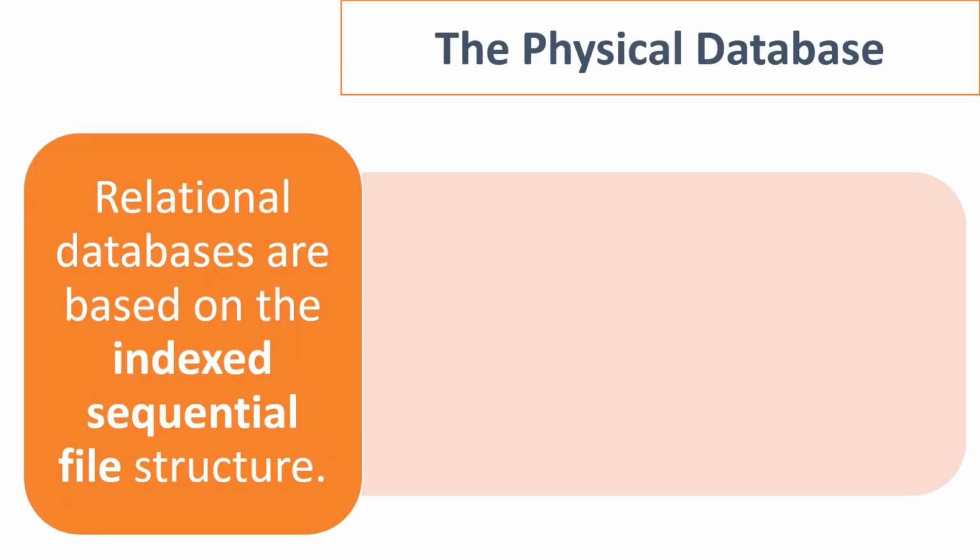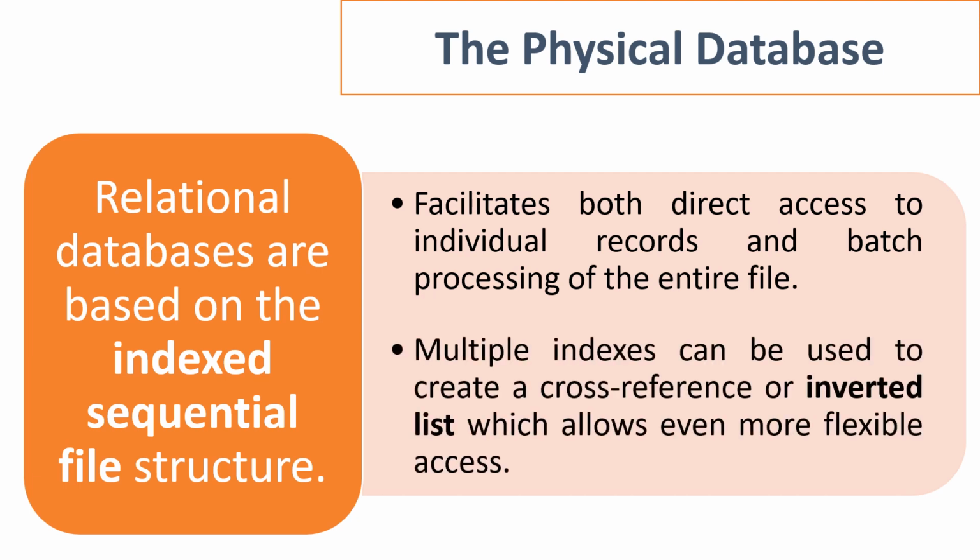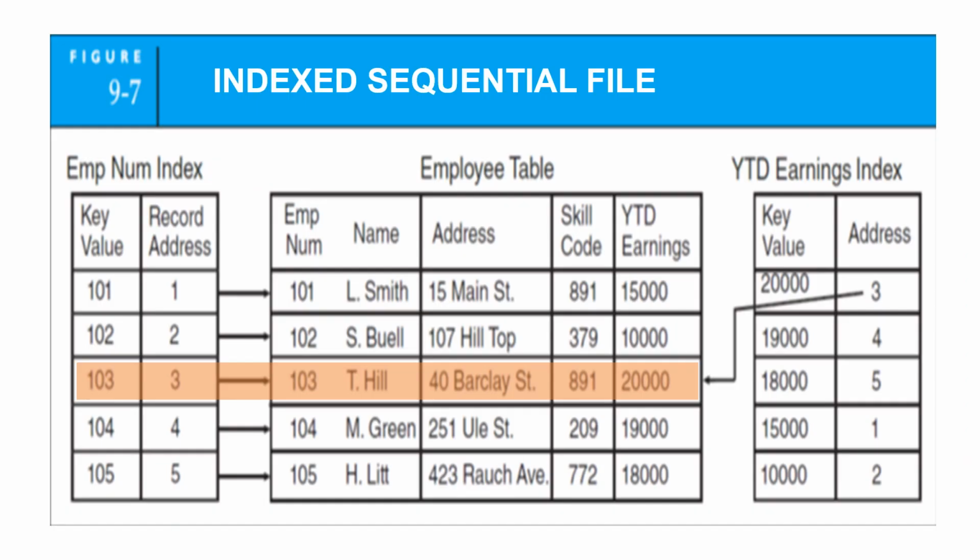The relational databases are based on the indexed sequential file structure. This indexed sequential file structure facilitates both direct access to individual records and batch processing of the entire file. Multiple indexes can be used to create a cross-reference or inverted list, which allows even more flexibility. So this figure is illustrating the indexed sequential file.